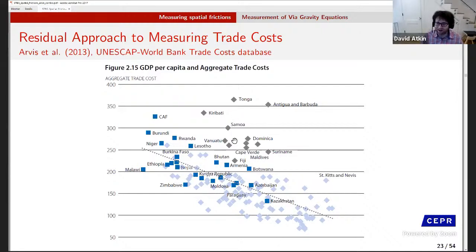These countries in gray are all small island nations. They seem to be off the curve, which may not be so surprising. These are all landlocked countries in blue, which also may be slightly off the curve. But you can see this general pattern. Maybe these aren't all landlocked countries. Yes, I guess they probably are.